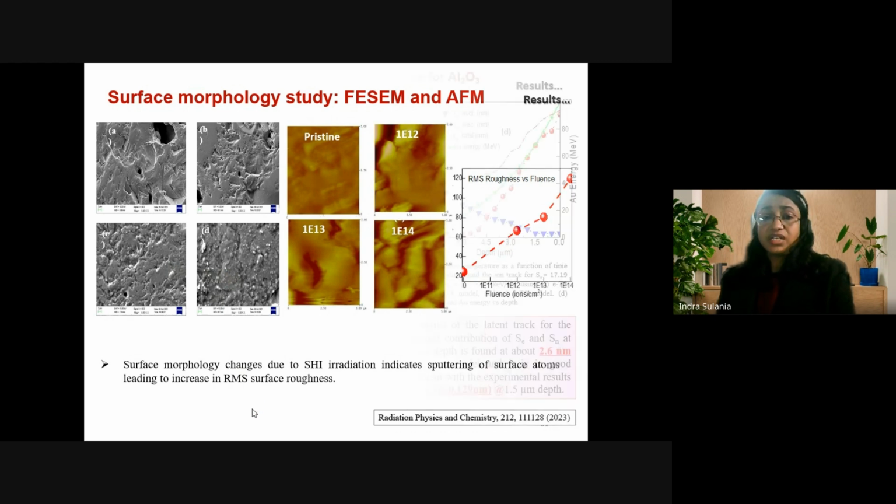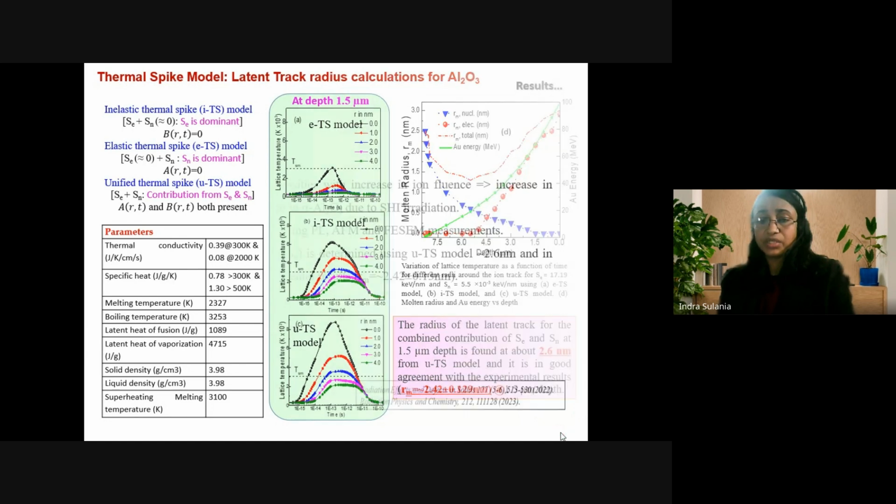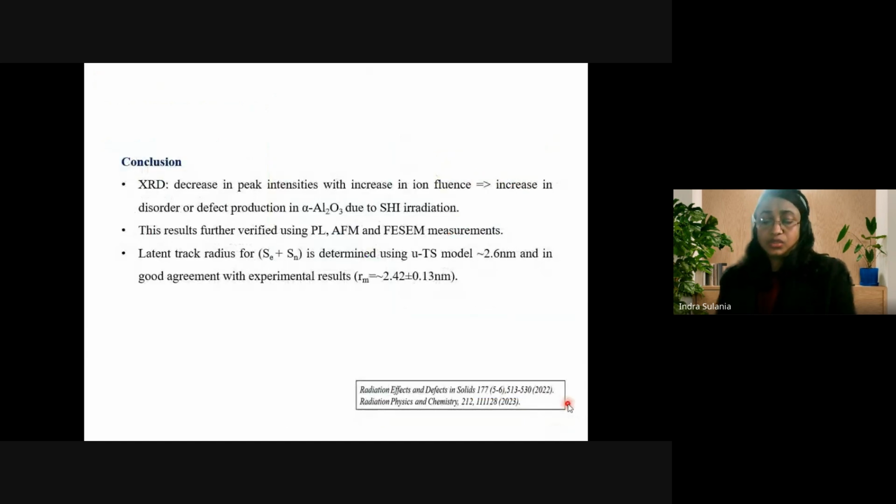And then we did some theoretical calculations, and I will not go into the details. We have found that per ion, the track radius is around 2.6 nanometer. The area which is affected by the ion beam is around 2.6 nanometer. So these are the conclusions. Findings can be found in these papers.